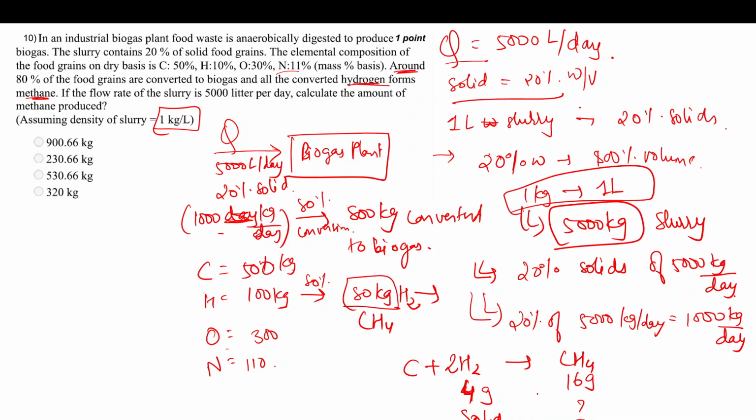So the methane which is produced is just the cross multiplication, which is 80 into 16 by 4. So 320 kg of methane should be formed. Sorry, not biogas, methane should be formed. Are you getting what I'm saying?